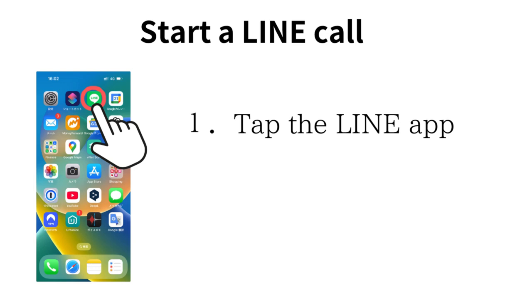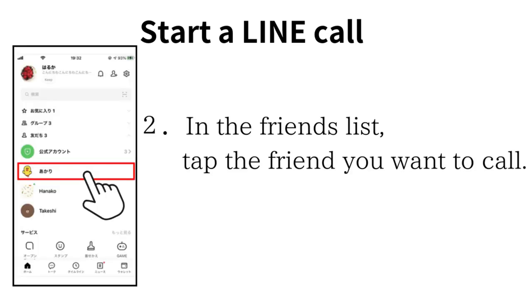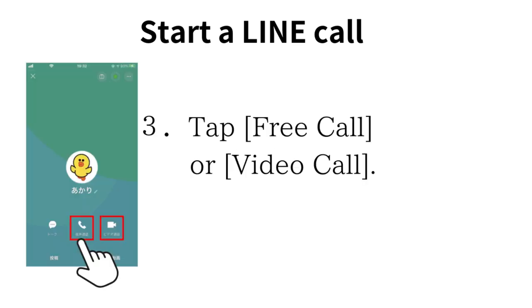1. Tap the Line app on your smartphone. 2. In the Friends list, tap the friend you want to call. 3. Tap Free Call or Video Call.